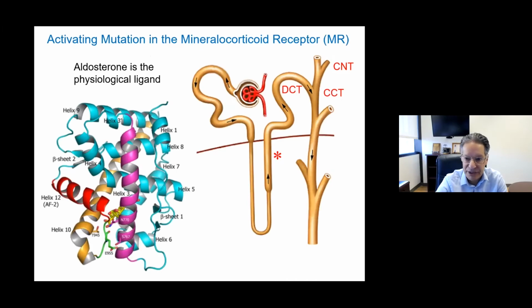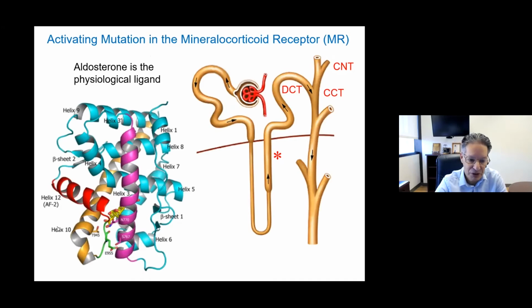So what is going on here? Well, I'd like to review briefly what's happening to the mineralocorticoid receptor. So what's the mineralocorticoid receptor? The mineralocorticoid receptor is a receptor that binds aldosterone, and it's expressed in the distal portion of the nephron, the second portion of the DCT, which stands for distal convoluted tubule. It's also in the connecting tubule, and it's also in the cortical collecting tubule.